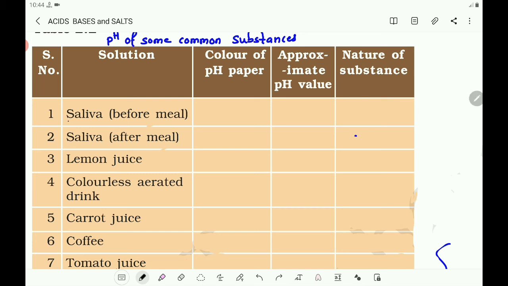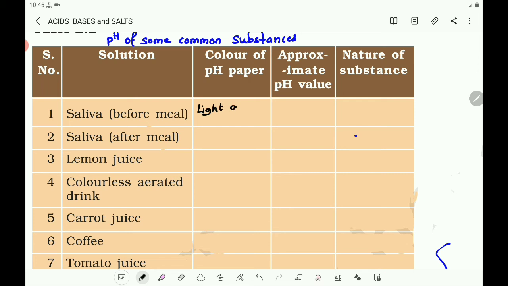First one, saliva before meal. Here we have to find the pH of the saliva before meal. What is the color of the pH paper in the saliva before meal? That is light green.